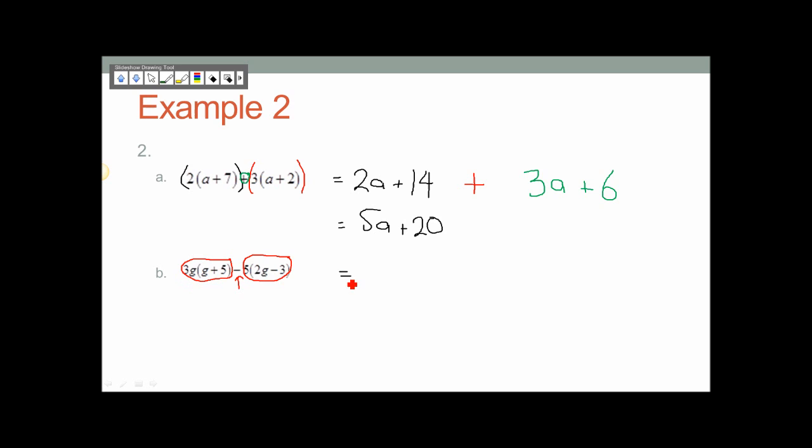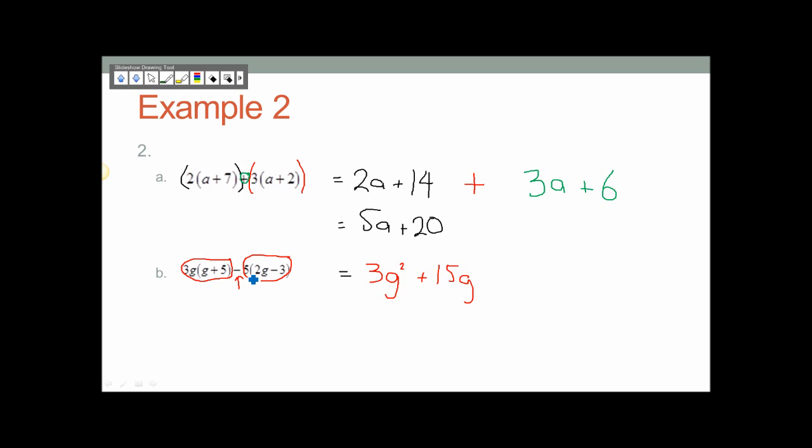3g times g is 3g squared. 3g times 5 is 15g. Alright, now we'll leave that for now. Come back to it. First, let's expand our second half.